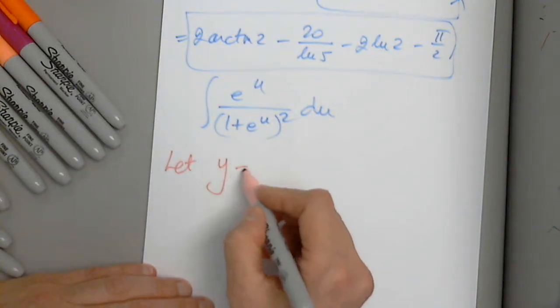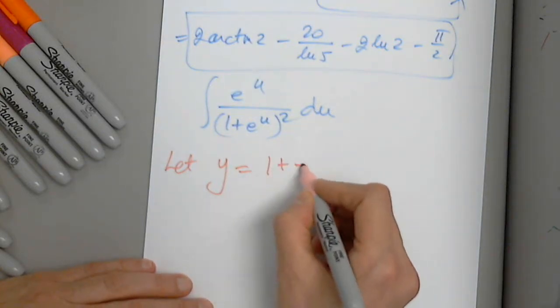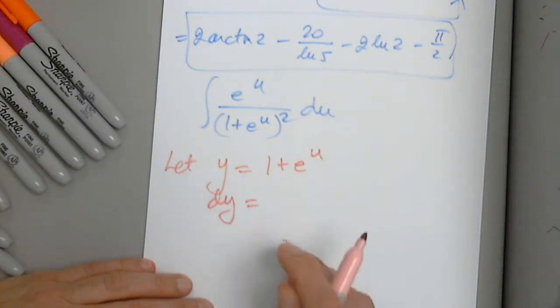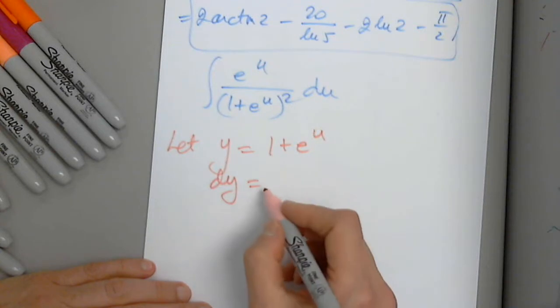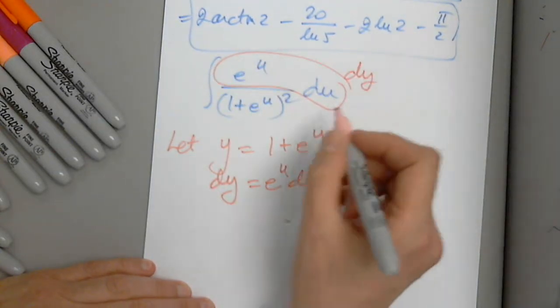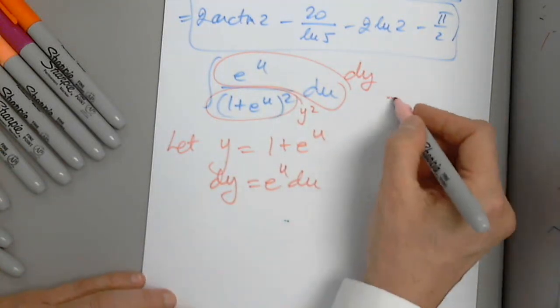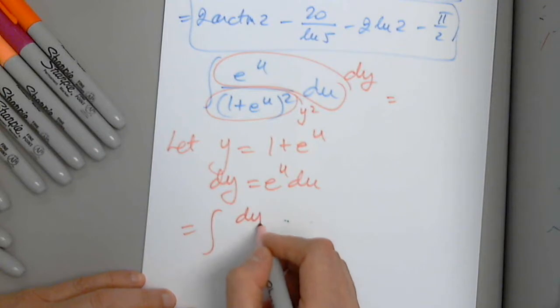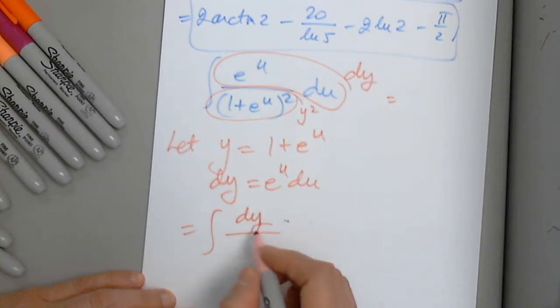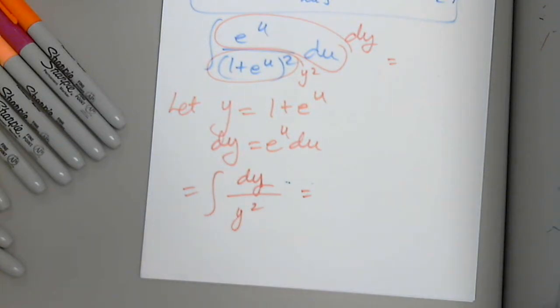Let's say let y be what we want y to be. Right. So then dy equals e^u du, which is right here. And this is y squared. Excellent job. So this is the integral of dy over y squared. Which function prime is 1 over y squared?